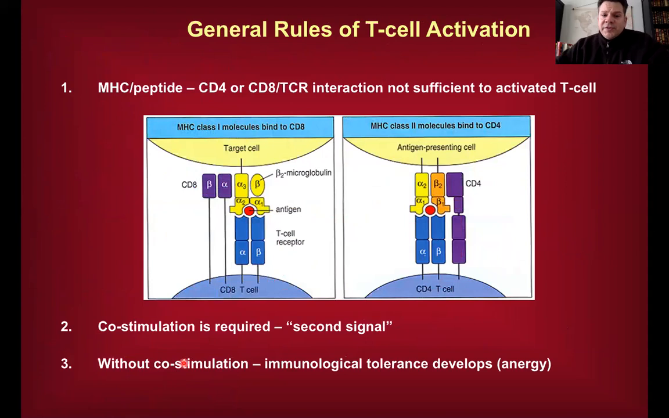Okay, so we've talked about this part already, this tight binding between the T cell receptor and the MHC, and then being anchored by the CD8 or CD4 proteins. We also require something else called the second signal. This is called co-stimulation. Without co-stimulation, you get what's called tolerance or anergy. So if you just have this interaction between MHC and T cells, you get no T cell response. You need confirmatory factors that drive this response.